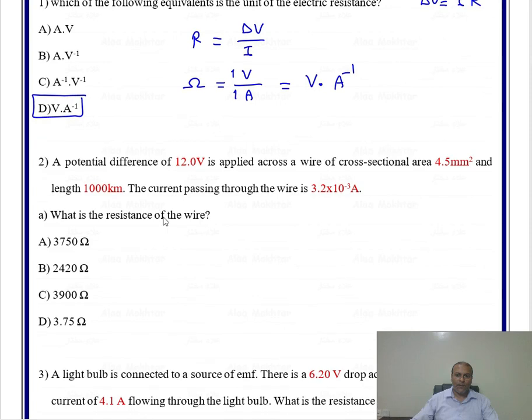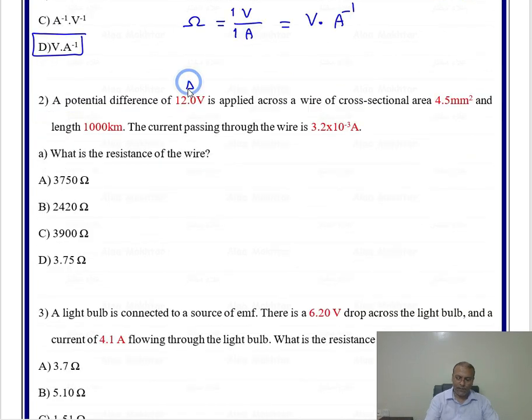The second question. A potential difference delta V, 12 volt, is applied across a wire of cross-sectional area millimeter square multiply 10 to the negative 3 squared. Why multiply 10 to the negative 3 squared? Because it's a millimeter square. It means 10 to the negative 6. And the length is L, kilo, times 10 to the power 3 or times 1000. The current passing through the wire is this number. What is the resistance? Resistance is measured in ohm.